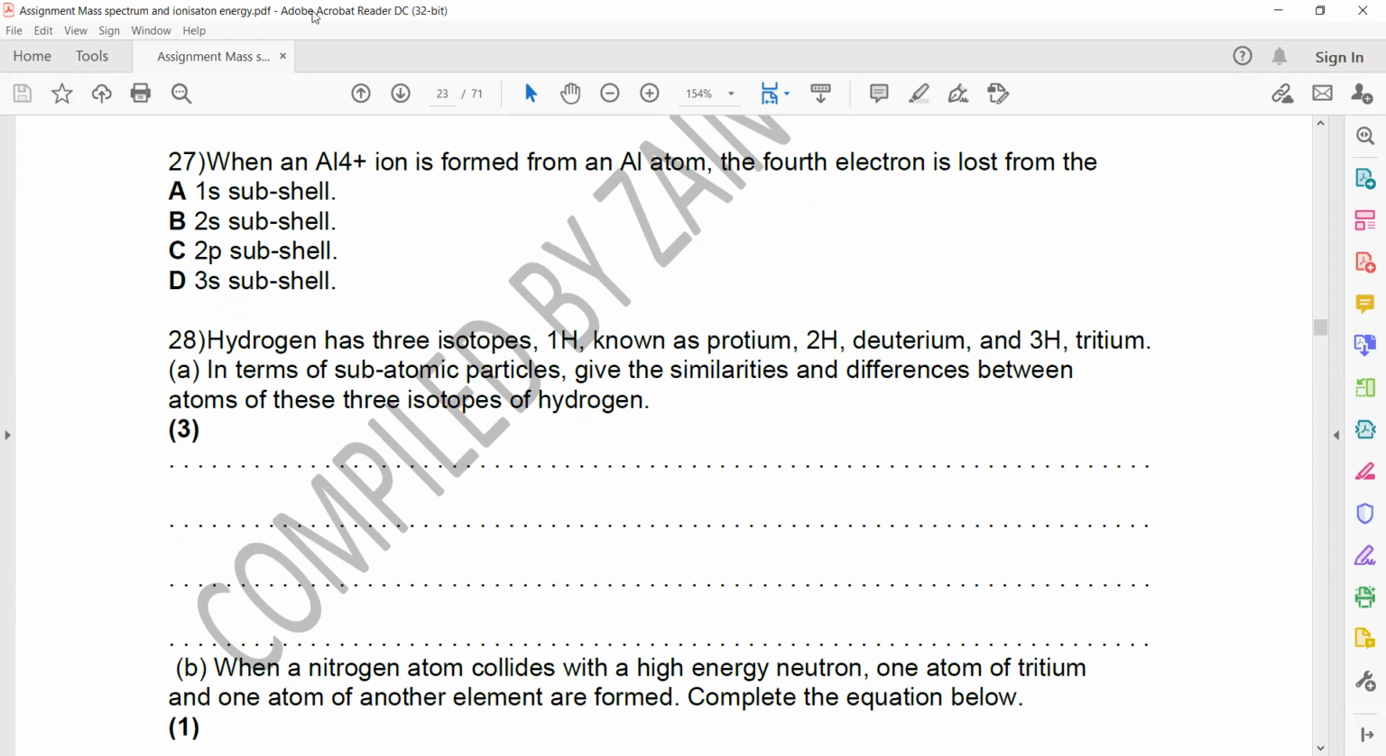So aluminum with a charge +4, the fourth electron is lost. So we have to again work out the electronic configuration. It will be 1s2. Aluminum atom has 13 electrons. So 1s2, 2s2, 2p6, 3s2, 3p1. So the first electron is removed from 3p, then from 3s, then from 3s, and then from 2p. So we remove from the 2p subshell. So C will be the right answer.